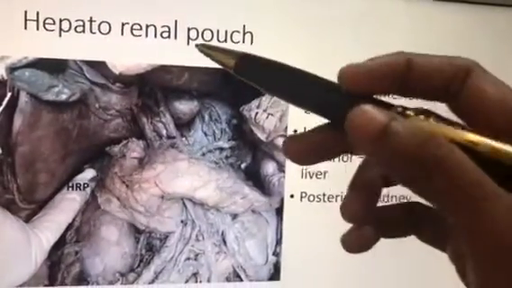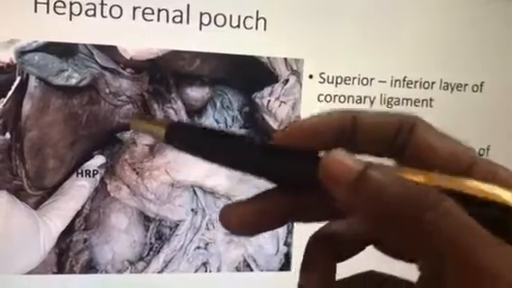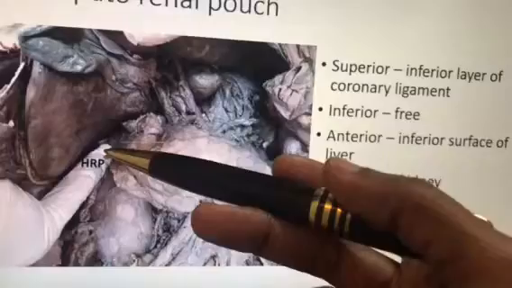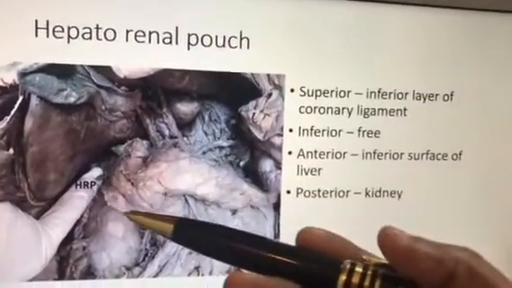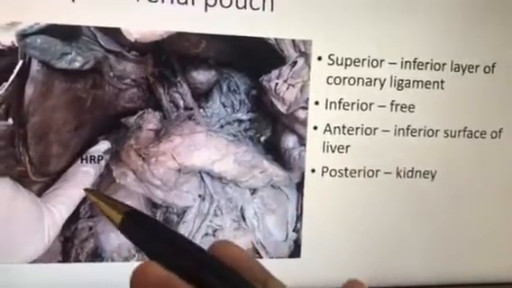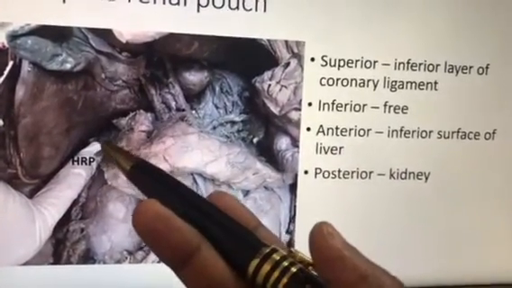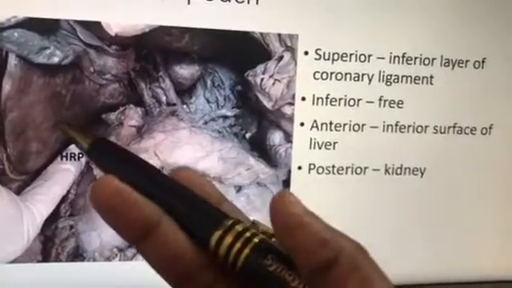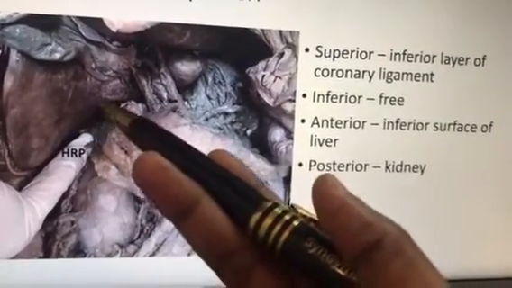And then next is the very important pouch which lies between the right kidney and the liver, that is called hepatorenal pouch of Morrison. This is the most dependent area in the lying down posture, and superiorly, if I put my finger inside, the hindrance of the inferior layer of the coronary ligament is there, that is the peritoneal fold which lines the liver.